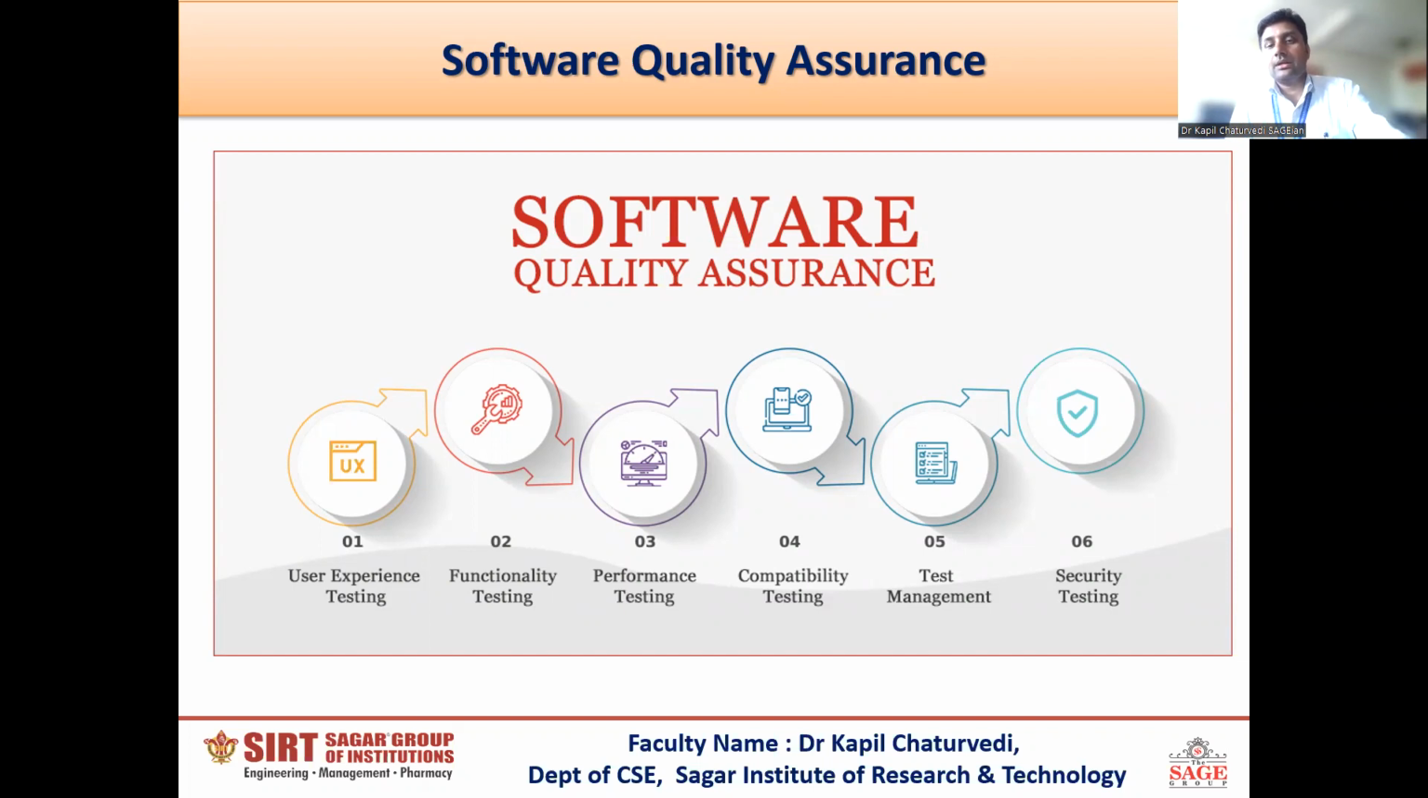Test management will control and monitor the test activities, whether they are okay or not. Security testing means it will check security concerns as well as risk analysis, data leak concerns, and data loss concerns. It focuses on these factors, whether the application is okay or not. So on these 6 factors, the software quality assurance department will work.